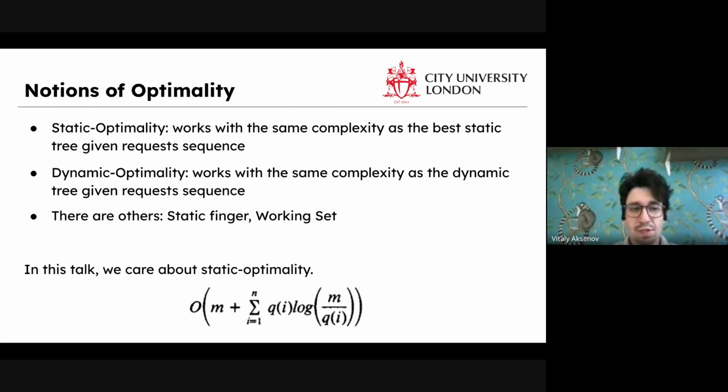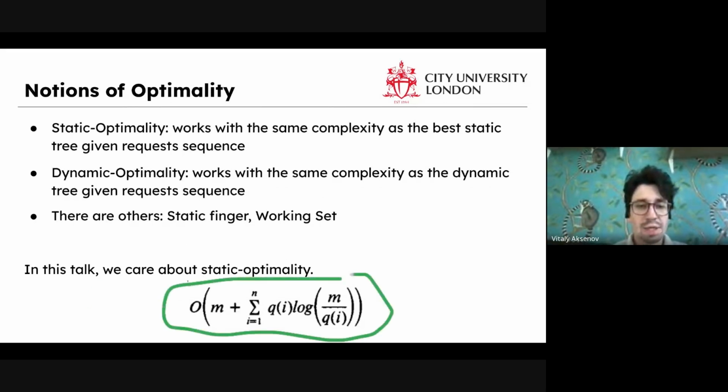Dynamic optimality is a little bit more elaborate. It means that there is a dynamic tree, given the requests in advance. Dynamic here means that in between the requests, you can make some changes to the data structure. So dynamic optimality is much harder to get, while static optimality is relatively easy. There are other notions of optimality like static finger, working set, and so on. But in this talk, we will care about static optimality.